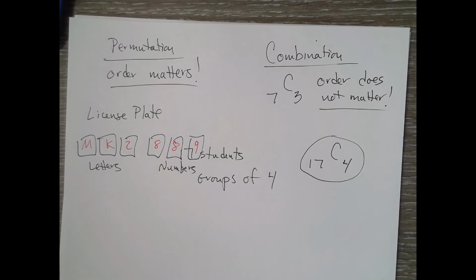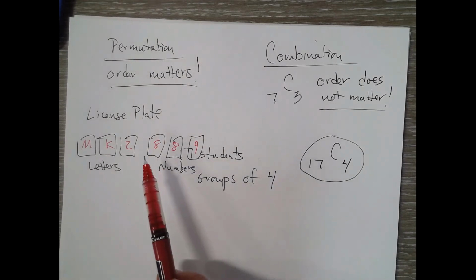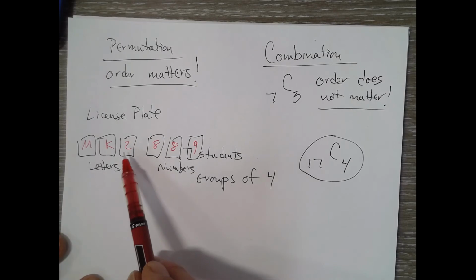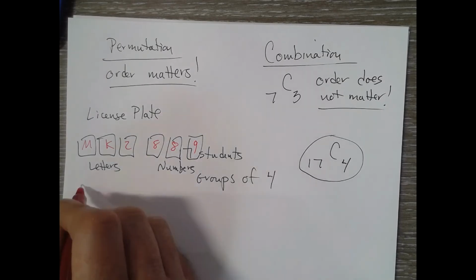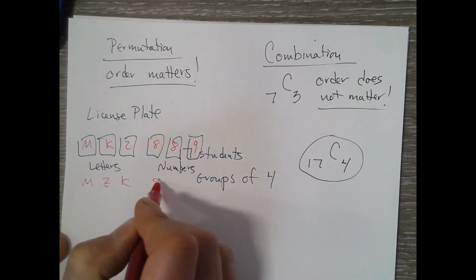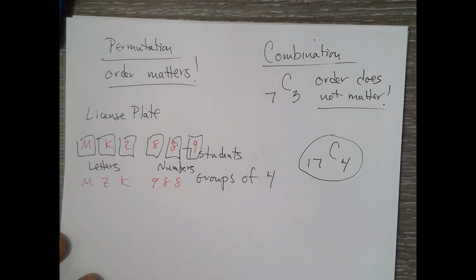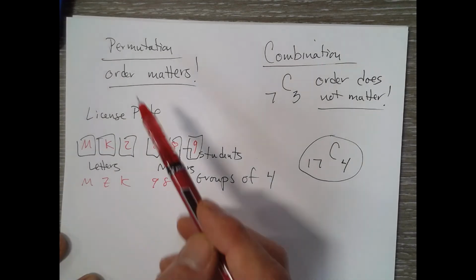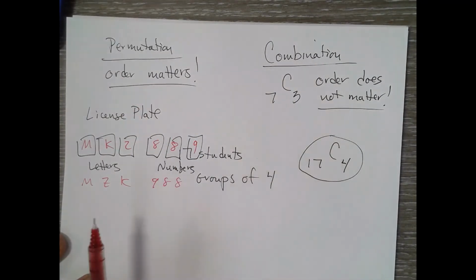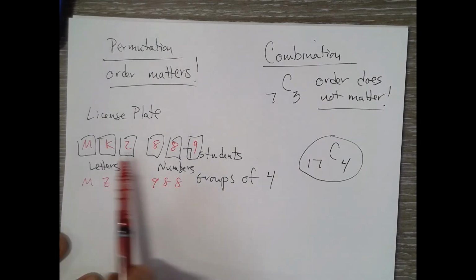Anyways, does the order matter? Is MKZ889 the same as MZK988? Are those different license plates? They are. So the order in which they occur does matter. So this would be a permutation. How many different license plates do we have with 3 letters and 3 numbers?